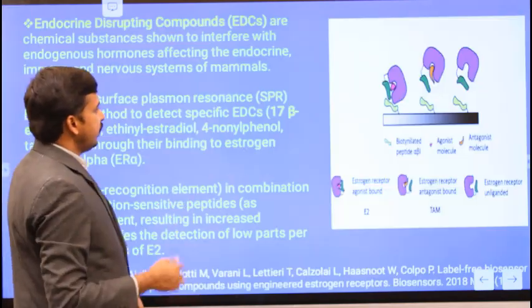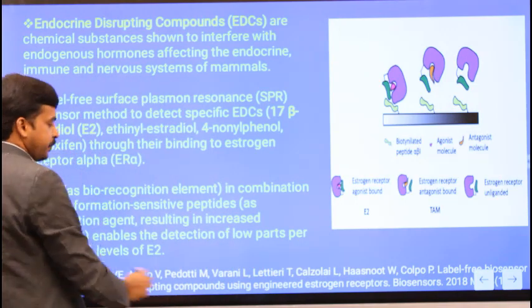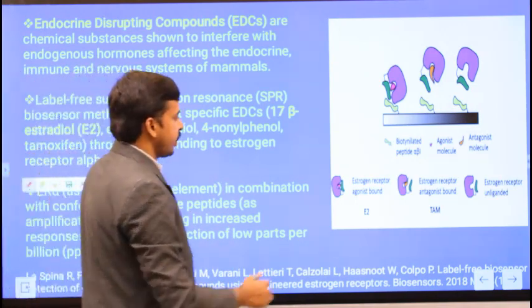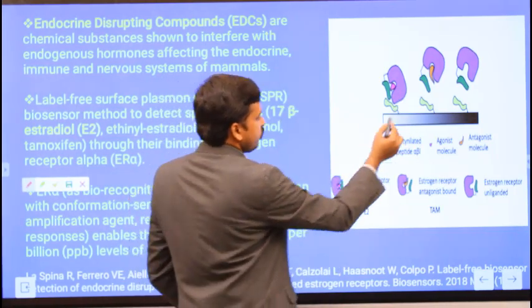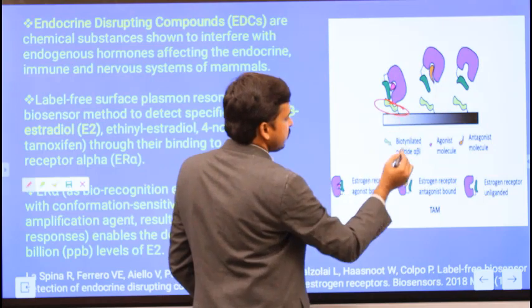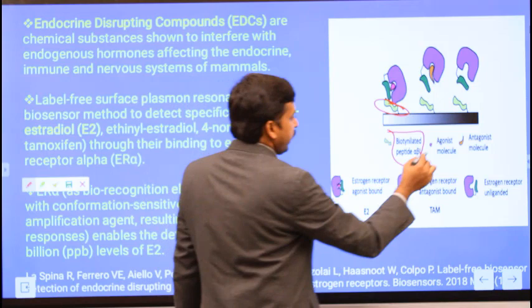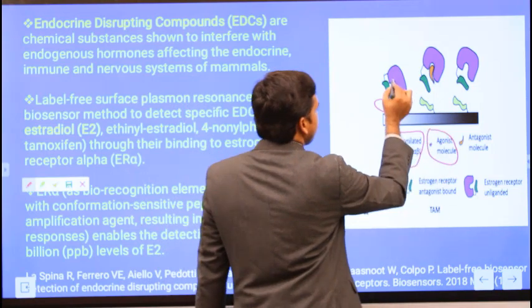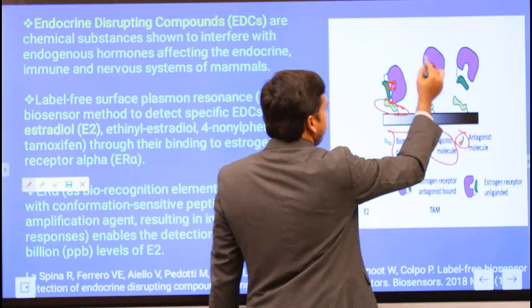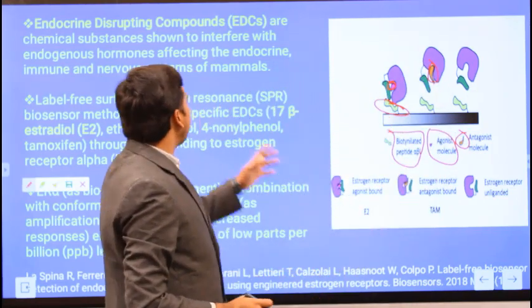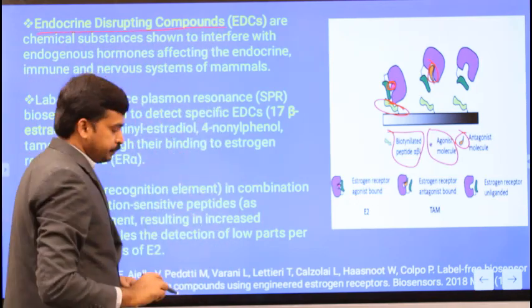Here I have taken a specific example which is published in this article. There are 3 parts here, and each part is explained. The first one is the biotinylated peptide. Then the agonistic molecule, the small molecule, and then the antagonistic molecule. Here I have taken the example of endocrine disrupting compounds.